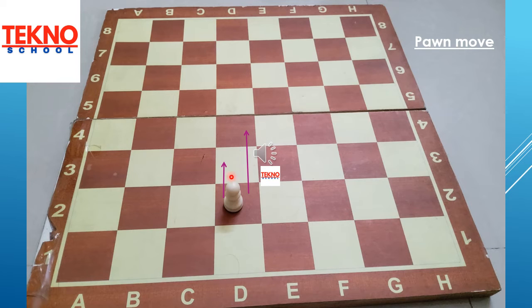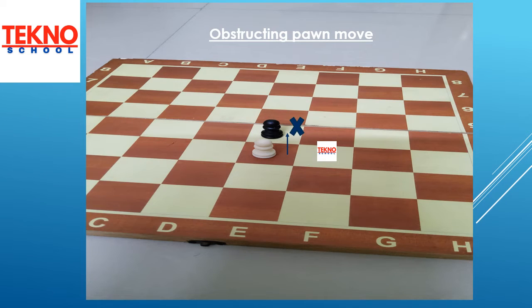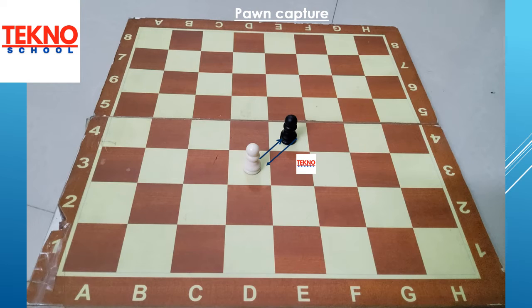The first step can be moved with 2 squares or 1 square. If a pawn has already been moved, it can never move 2 squares again. The pawn can only move forward 1 square if it is not blocked by another piece. Obstructing pawn move. Here, the pawn cannot move forward.